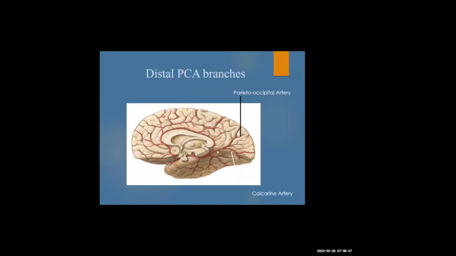And then again, just for completeness' sake, you have your P3 segment, which is going to lie in this region, which is going to be in your quadrigeminal cistern. It's going to rise above the level of the tentorium and is going to give off your parietal occipital artery, your calcarine artery, and supply your occipital pole.